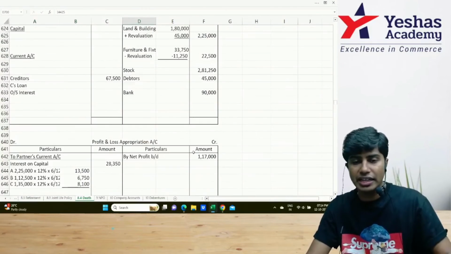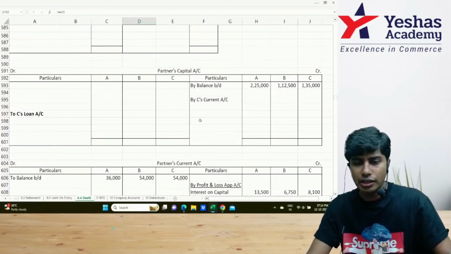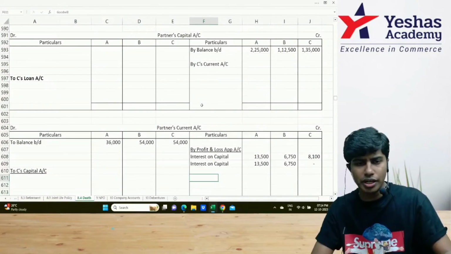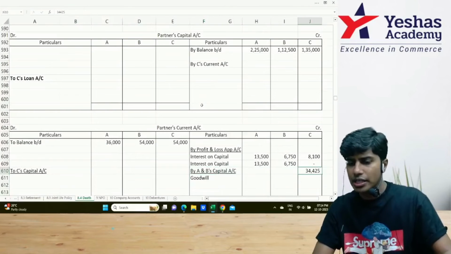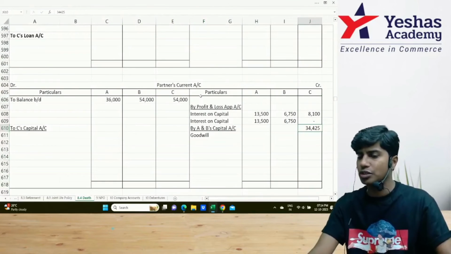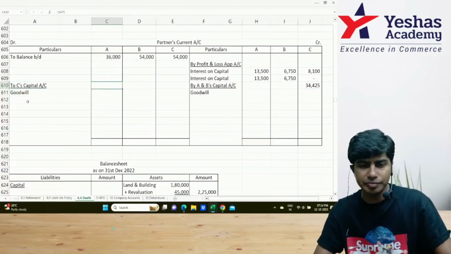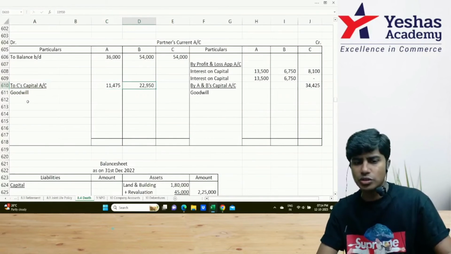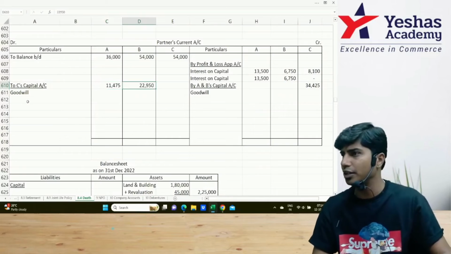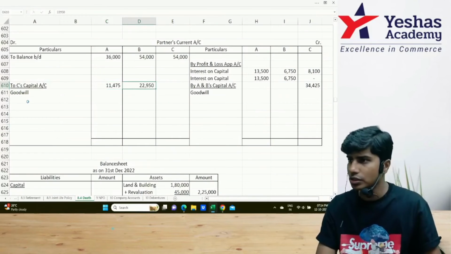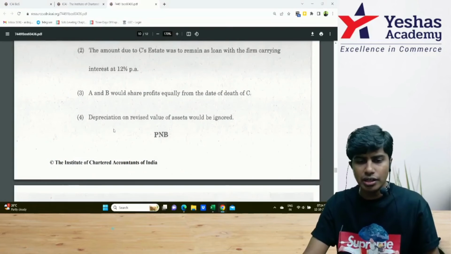Shall I do that in our capital account? Sir, can I write in current account? Yes, you can write in current account also. You want me to write in current account? C's capital will increase by 34,425, and A's and B's capital will decrease by 11,475 and 22,950. Did you understand this? Any doubts? Then what do we have after that?